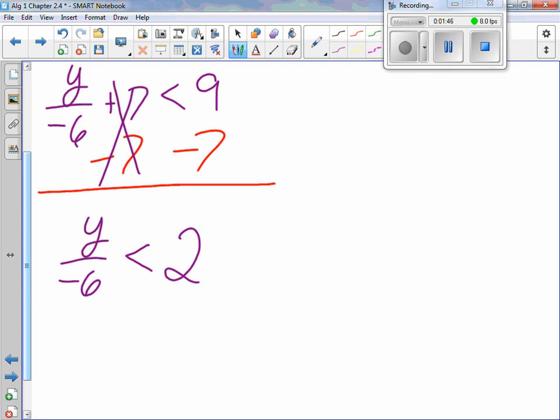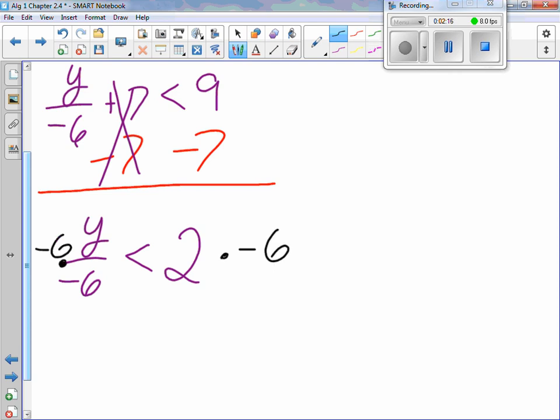Now what we need to do is get y by itself. Well, how is the y and the negative 6 connected? Are they being multiplied, divided? They're being divided. They're over the top of each other, yes? Whenever we have something over something else, it's being divided. So we really have y being divided by negative 6. So the opposite of division is multiplication.